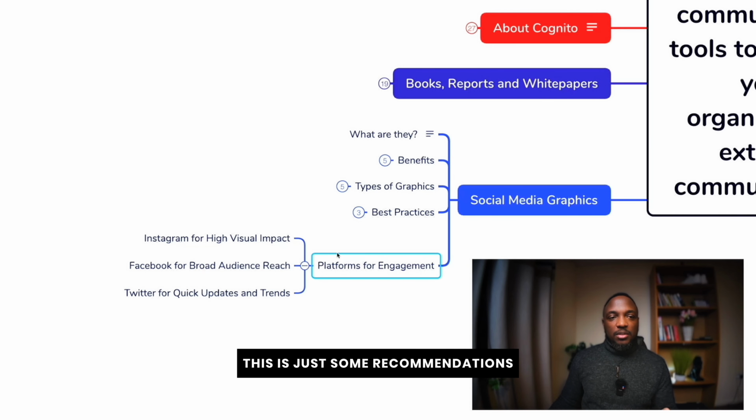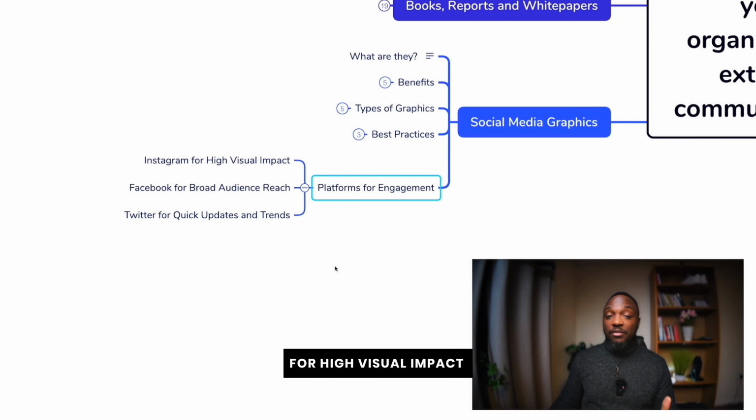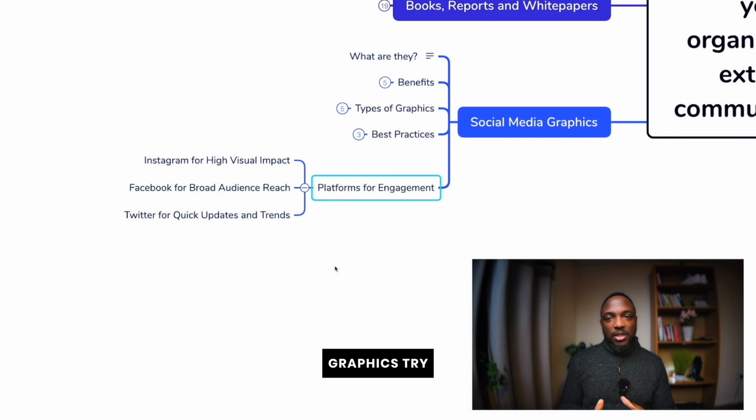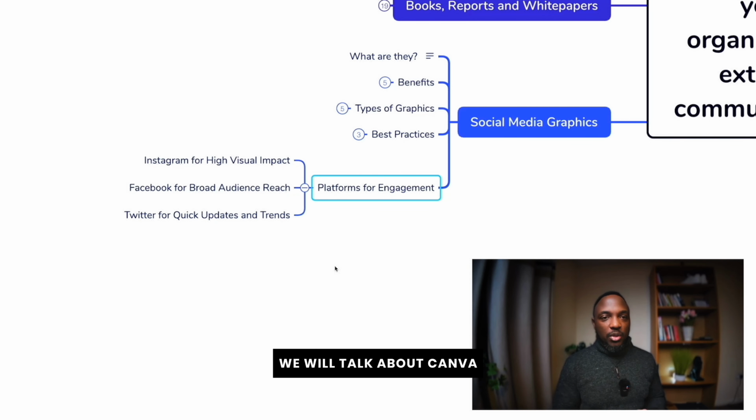Some recommendations: for high visual impact, you're thinking about using Instagram. Instagram now is more video centric than photo centric. So try to see if you can animate your social media graphics. And a good tool to do that is Canva. In another tutorial, we'll talk about Canva.